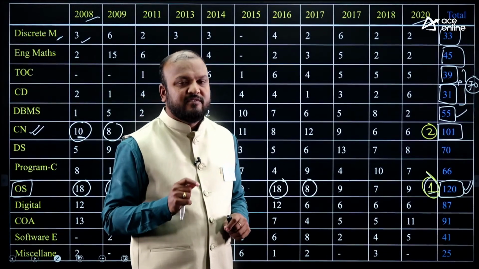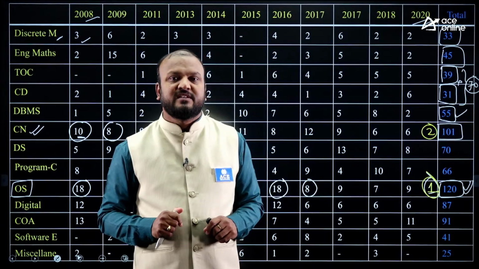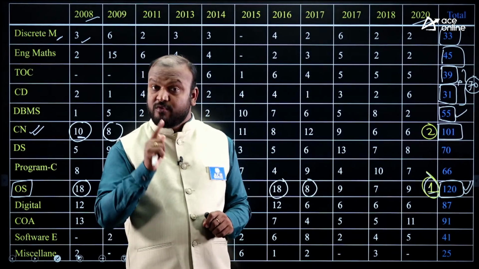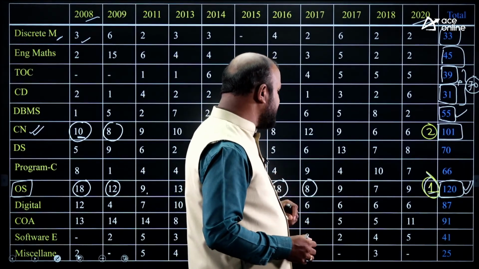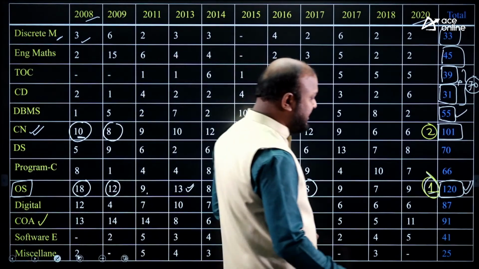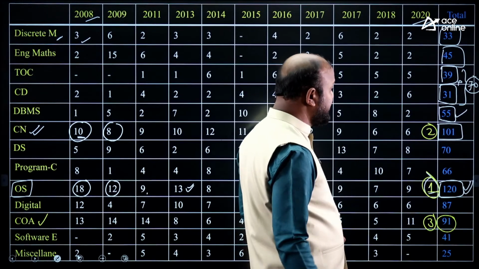Most of the students feel difficulty in computer networks, but computer networks is the major subject from where you have to score more marks. So focus more on computer networks and operating system. After computer networks and operating system, you can see COA, computer organization and architecture, from where there are 91 questions.